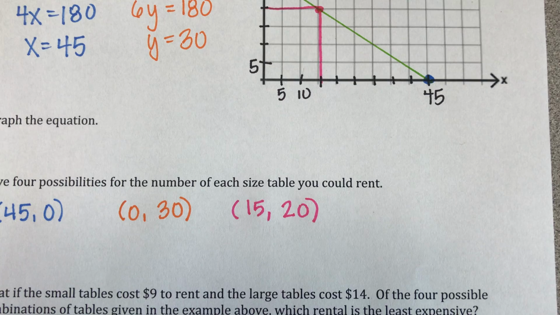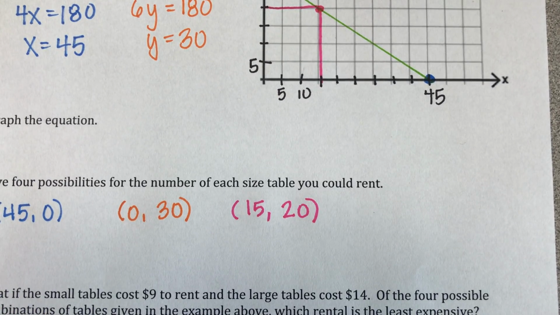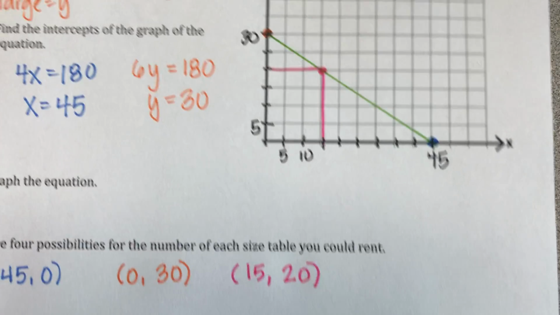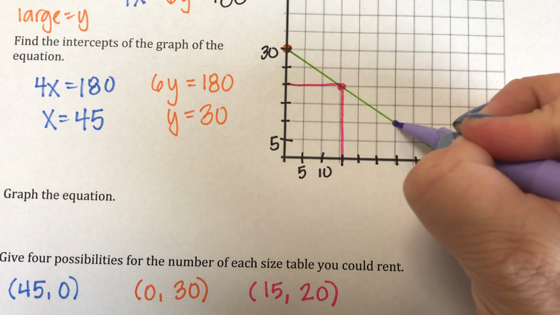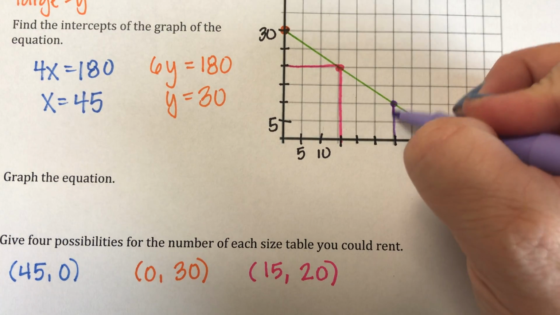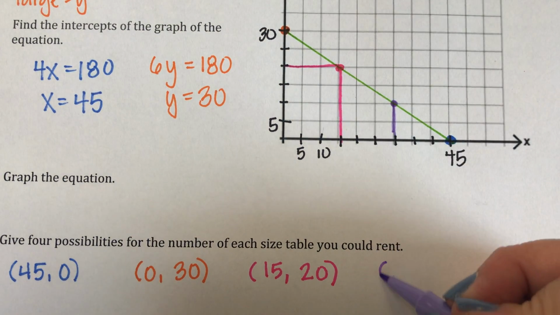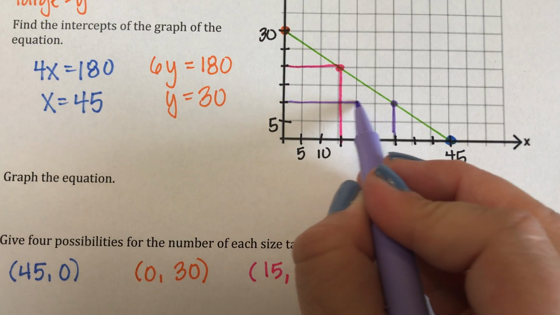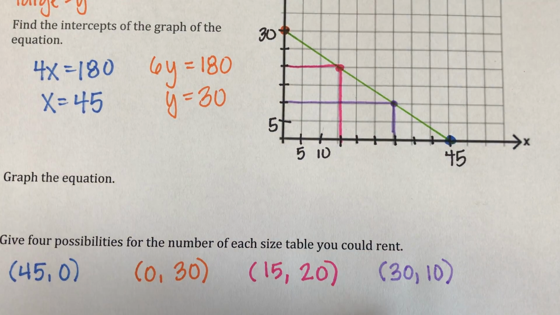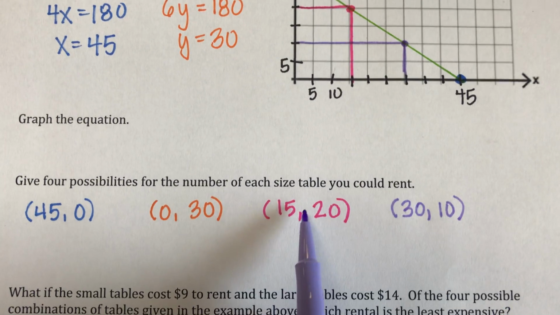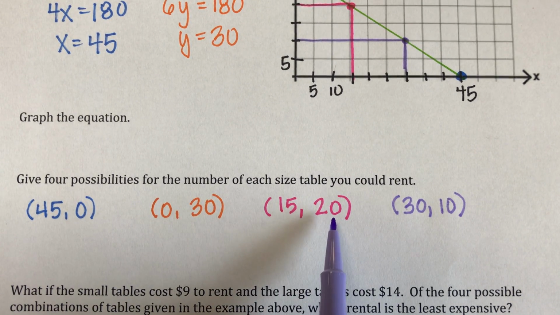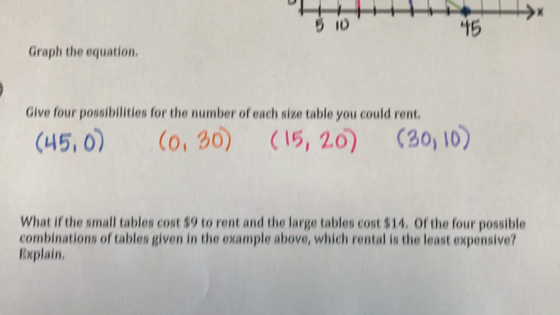And then let me grab one more color. Okay, did you see another combination? Do you see it on your graph? Right here. Okay, and this is at 30 small, 5, 10, 15, 20, 25, 30, and 10 large. Okay, and we don't have to, but I just want to show you real quick that, remember, we're trying to seat 180 people. So 30 times 4 is 120, 10 times 6 is 60, 120 and 60 is 180. Okay, 15 times 4 is 60, 20 times 6 is 120, 60 and 120 is 180, right? We're trying to seat 180 people.